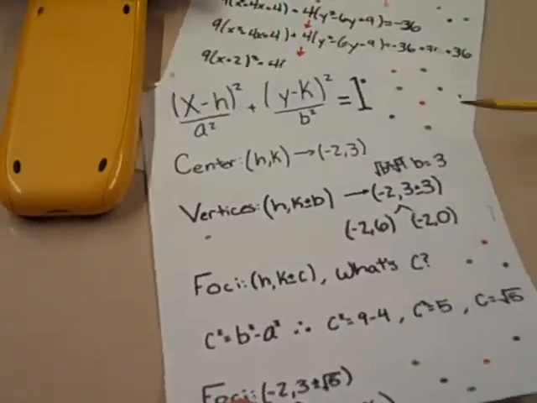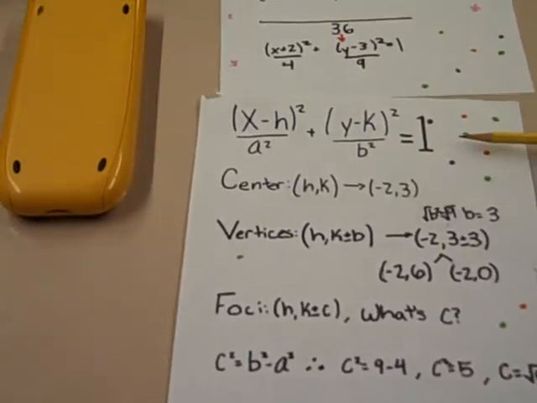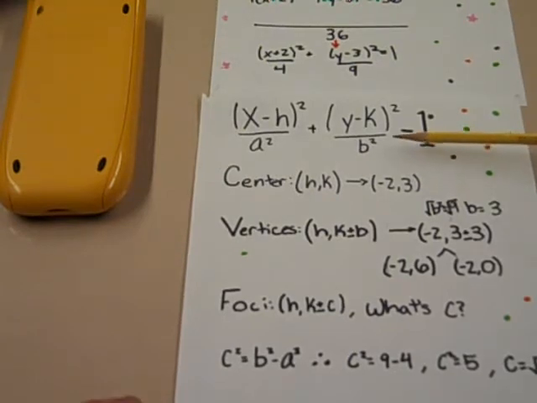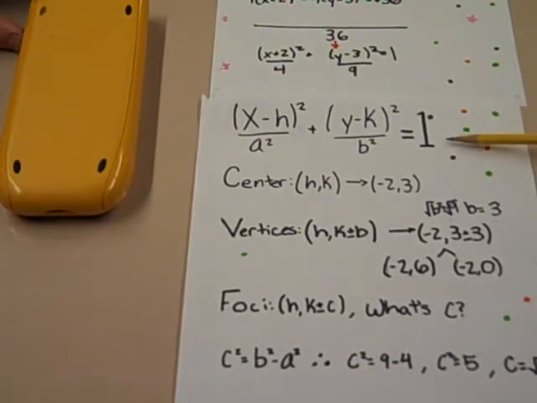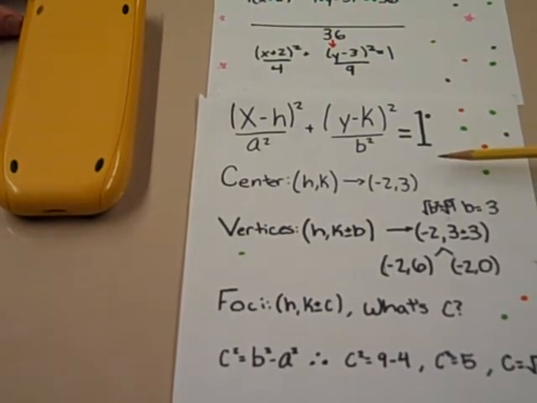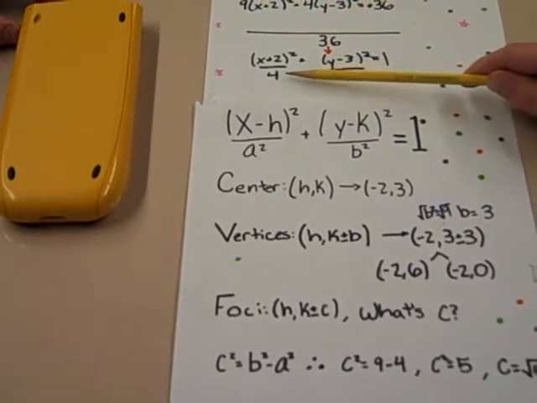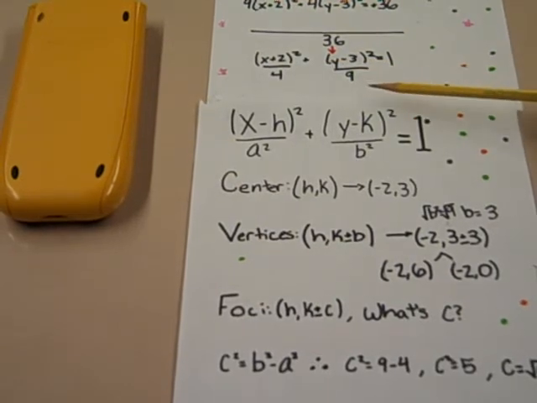The standard equation is given by (x minus h) squared over a squared plus (y minus k) squared over b squared equals 1. First we use the inequality. If a is less than b, then the major axis goes vertically. And since 4 is less than 9, we know that it's vertical.